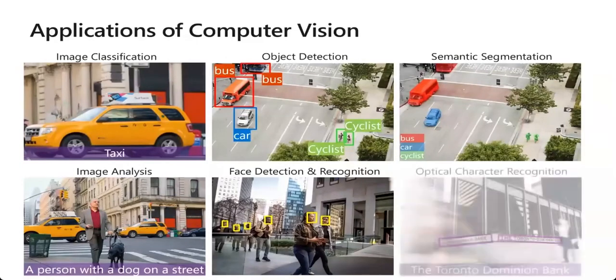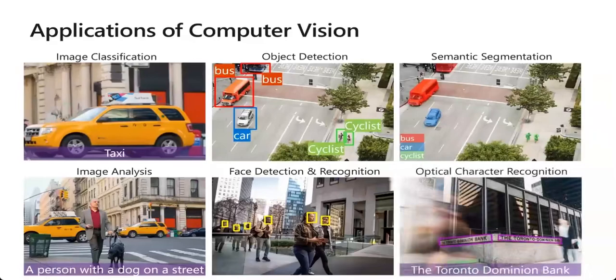Last one is optical character recognition, and that is extracting text from the image. As you can see here in the example, it says the Toronto Dominion Bank, and indeed it correctly extracts the text from the image.